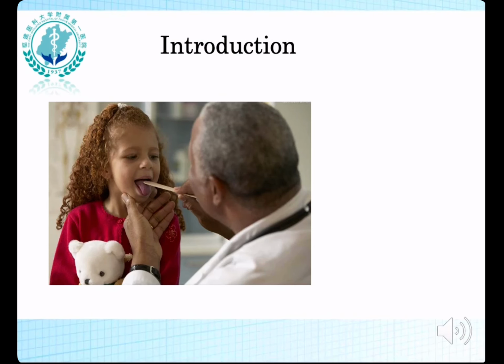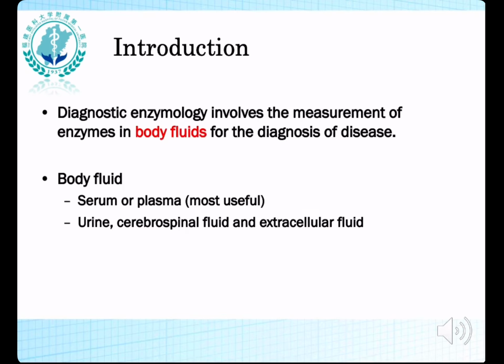Alright, next one is about diagnostic enzymology. We know that blood tests are simple, harmless, painless, and we can get the result rapidly. Alright, so diagnostic enzymology is widely used now, and is even the first choice to diagnose some diseases. Diagnostic enzymology involves the measurement of enzymes in body fluids for the diagnosis of disease. Obviously, the most useful body fluid is serum or plasma, while urine, cerebrospinal fluid, and extracellular fluid are sometimes also very useful for some specific disorders from specific parts of our bodies.